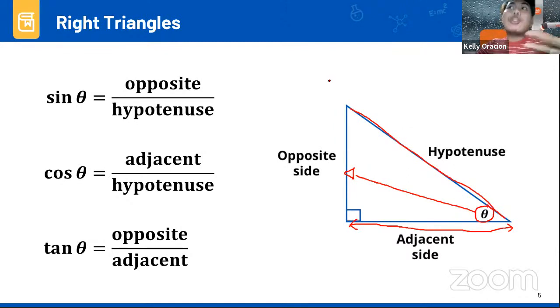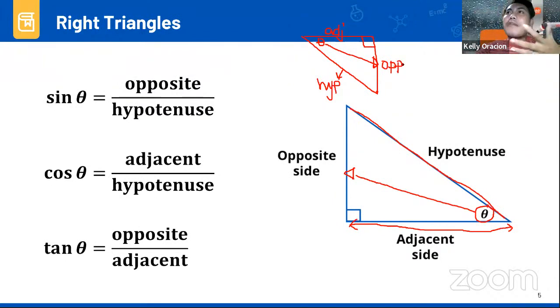Now, what if ibahin ko yung structure ng triangle ninyo? What if ganyan? Of course, this is the right angle. That means this is the hypotenuse. What if andito yung theta natin? So if dito yung theta natin, that means this side is what we call adjacent side. And the opposite side here, this is the opposite side of your theta.